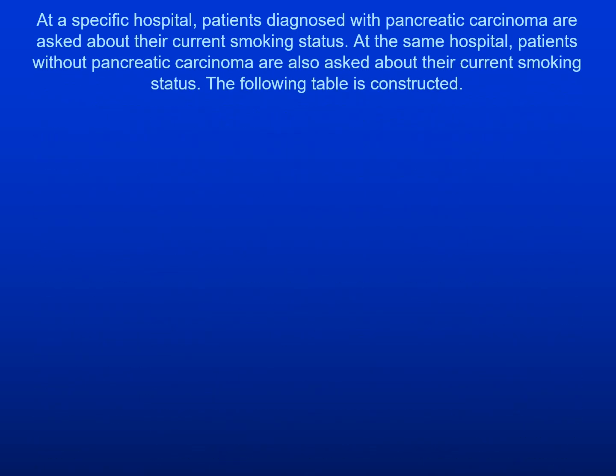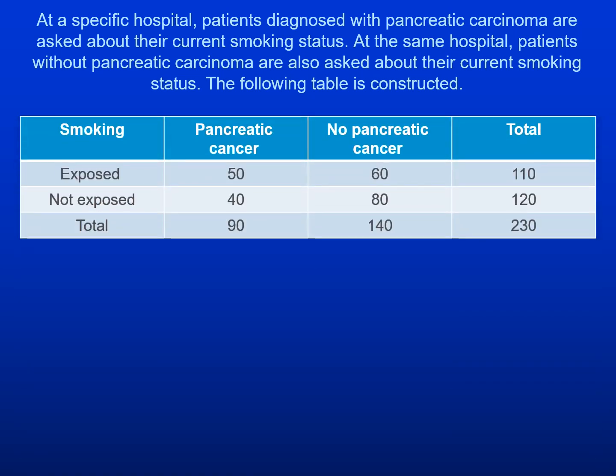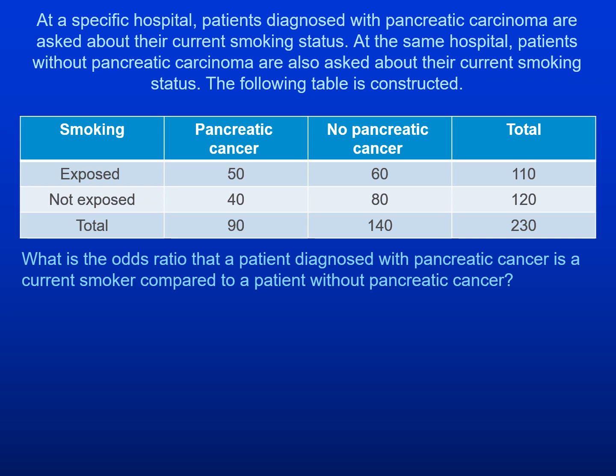At a specific hospital, patients diagnosed with pancreatic carcinoma are asked about their current smoking status. At the same time, hospital patients without pancreatic carcinoma are also asked about their current smoking status. The following table is constructed. What is the odds ratio that a patient diagnosed with pancreatic cancer is a current smoker compared to a patient without pancreatic cancer? The choices are in front of you. I will just give you a few seconds to decide.